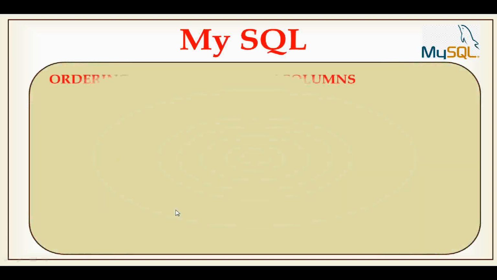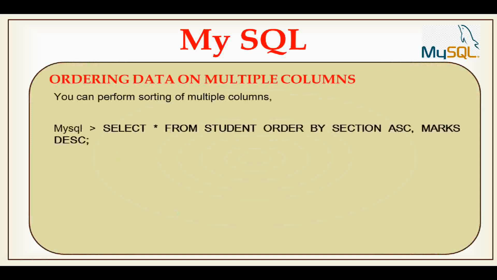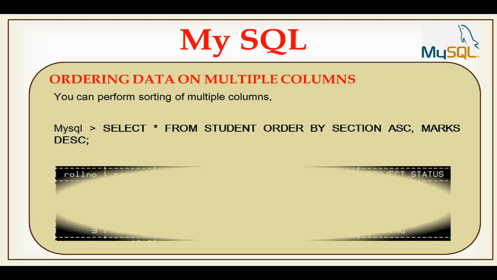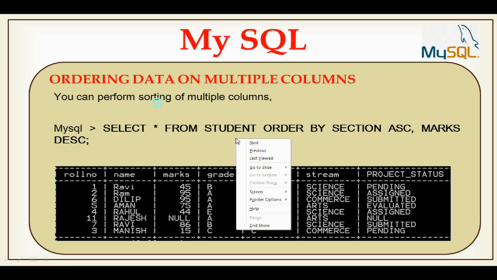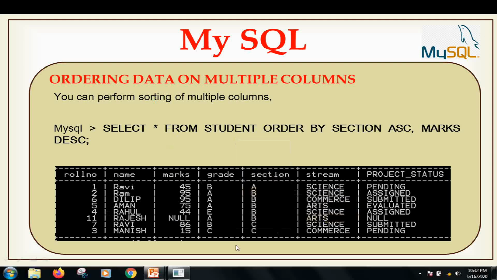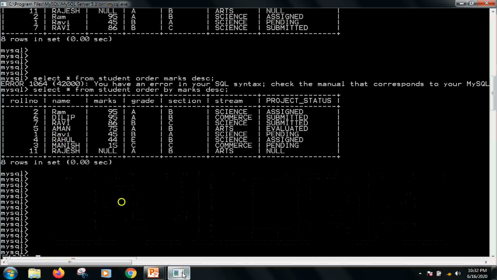Now the ORDER BY clause can also be used for ordering the data on multiple columns. Suppose you want to order the students section-wise in ascending order and then by marks in descending order, then you can write this query in this way. First, the records will be arranged in ascending order section-wise, and when the section is the same, they will be arranged by marks. We can do this also.